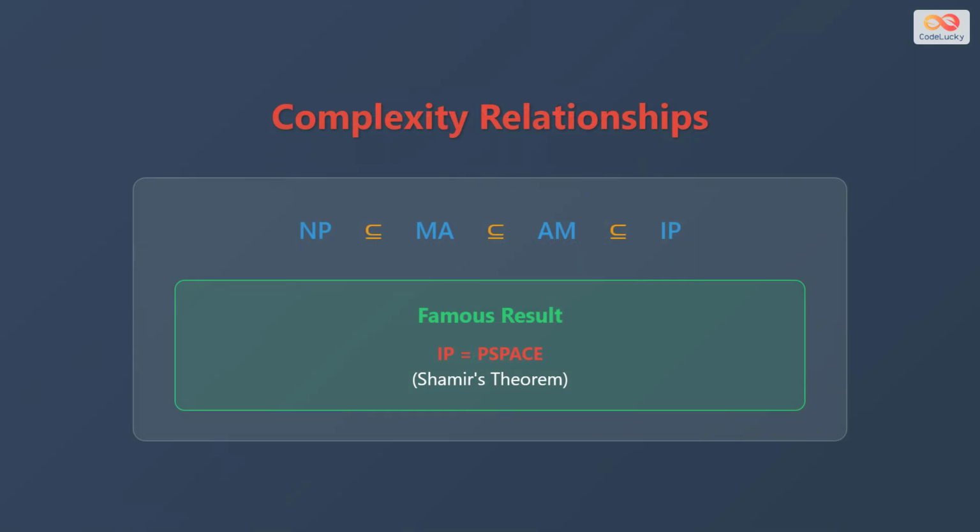The complexity classes related to interactive proofs have certain inclusion relationships. NP is a subset of MA, which in turn is a subset of AM, and AM is a subset of IP. A famous result in this area, known as Shamir's theorem, establishes that IP is equal to PSPACE.